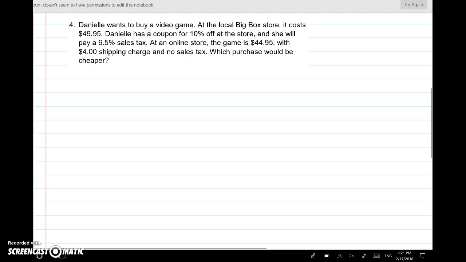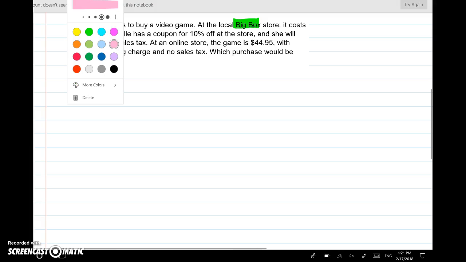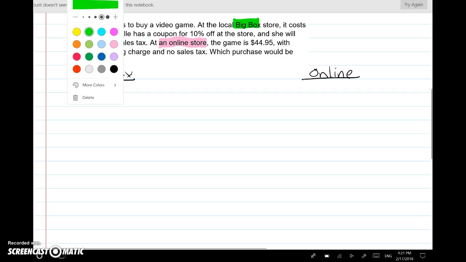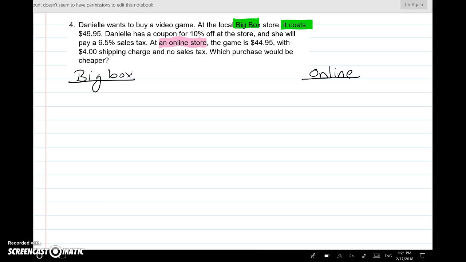So we have to compare the big box store with the online store. So again, let's set this up so we can look at this easier. I have the big box and I have online. Okay, big box store. Let's see what it tells us. It costs $49.95, a coupon for 10% off, and pay 6.5% sales tax.